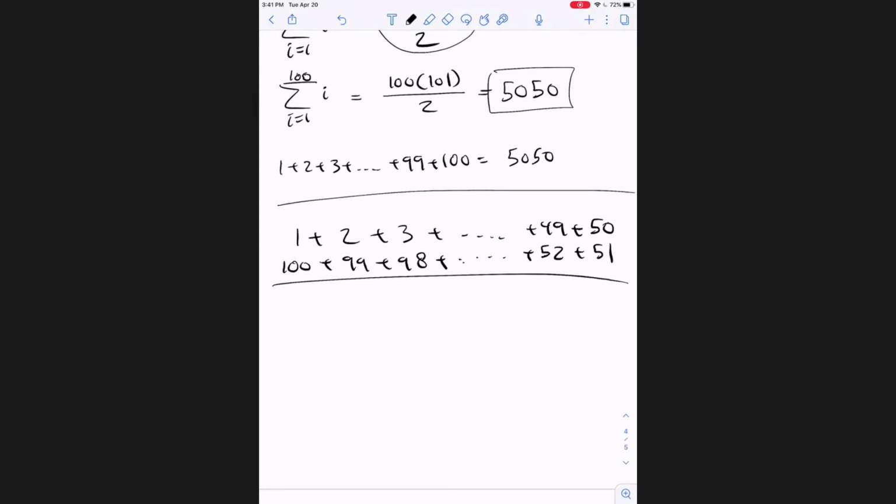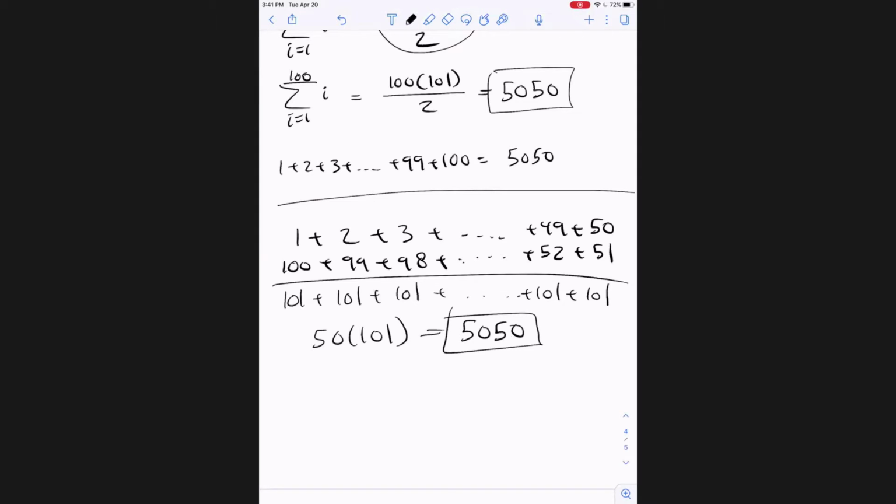So let's add up the columns. 1 and 100, that's 101. 2 and 99, 101. 3 and 98, 101. So how many 101s do I have here? 50 of them, right? So it's 50 times 101. And then you multiply 50 times 101 and you get 5,050. That's pretty cool, huh?